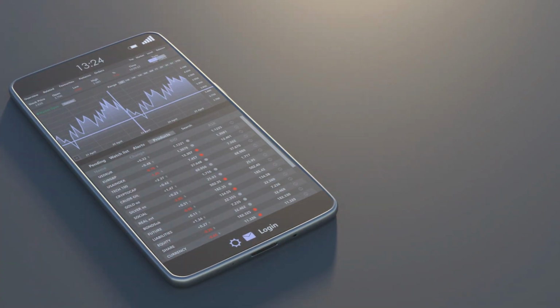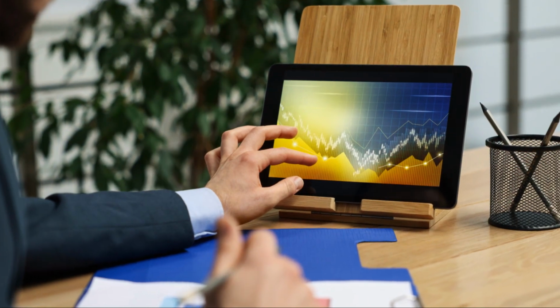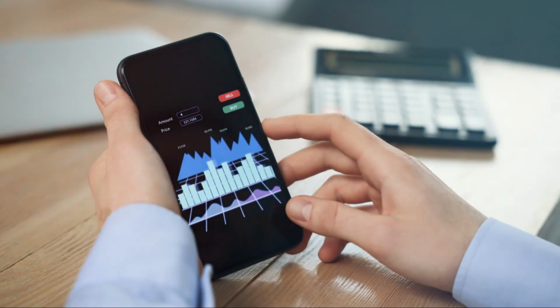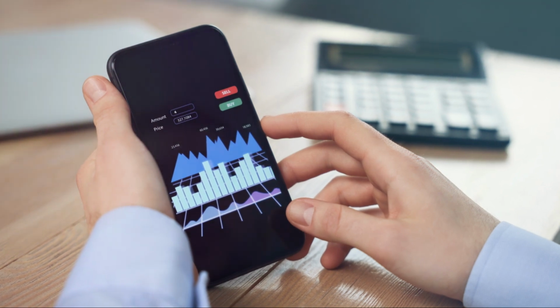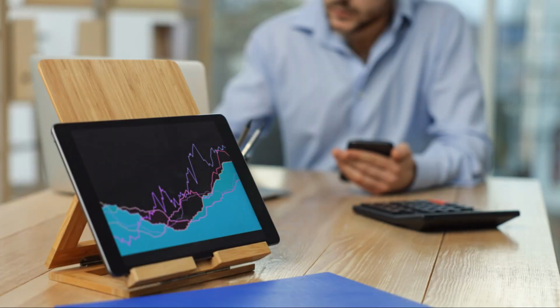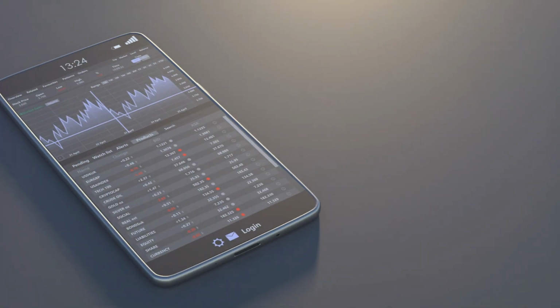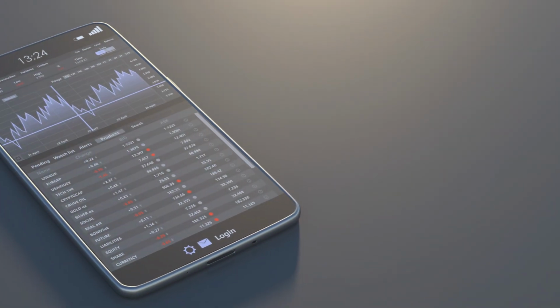Step 6. Monitor and manage your trade. Keep a close eye on your position, monitor market movements, and adjust your stop loss or take profit levels if needed. This is what a typical Forex trading platform looks like. Don't be intimidated by all the numbers and graphs. With a little practice, you'll be navigating this like a pro in no time.